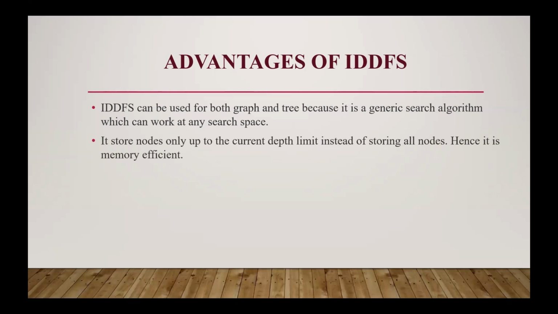Means here we increase the depth in each and every iteration, and according to that we are going to store the node information. We are not going to store all the node information of the tree or graph. That's why it is memory efficient, means it requires less memory. Only up to the level where the goal node is present, only up to that level we are going to store the node information. Beyond that, we are not going to store. That's why it is memory efficient.